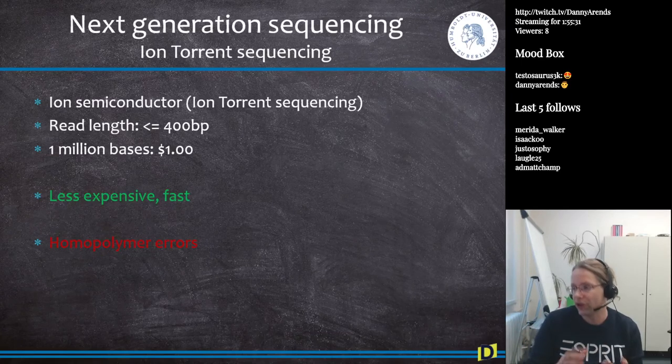So that means that you can determine the individual base pairs very well, but as soon as you have multiple base pairs behind each other, like 5 or 10 C's, it becomes really difficult to see if there's 5 or if there's 6. So that's called homopolymer error.